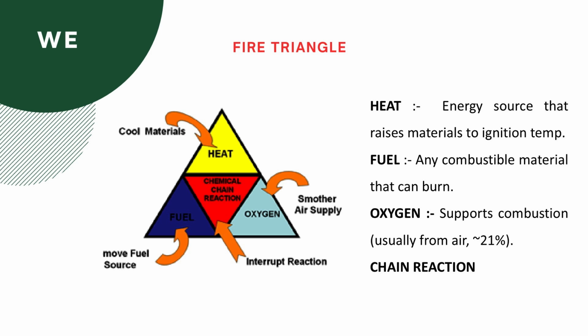Now the third one is very important, because fuel and oxygen will always be there. The third one is heat. It's the energy source that raises the material's temperature to its ignition value. So three components are needed for a fire to happen. And again, a fourth one, that is a chain reaction. So in case of a continuous fire, if any of these components is not supplied or is cut off, the fire will stop there only.